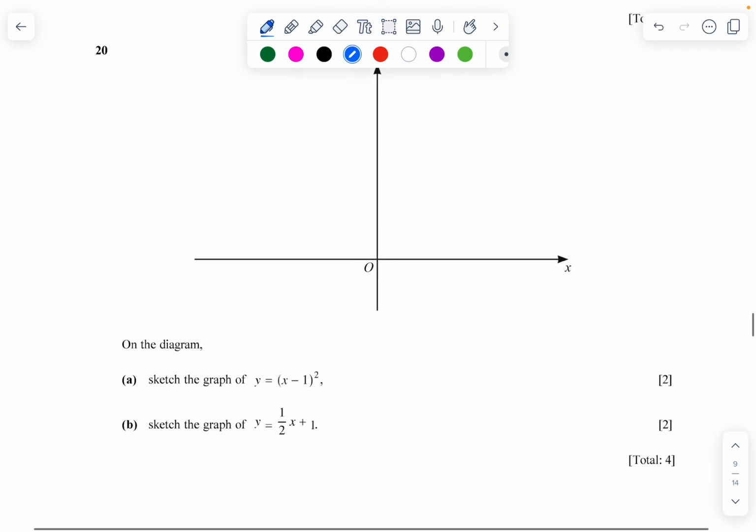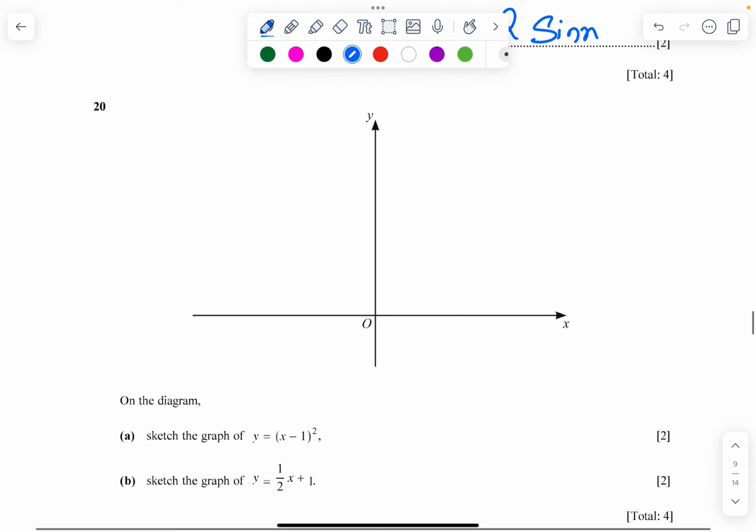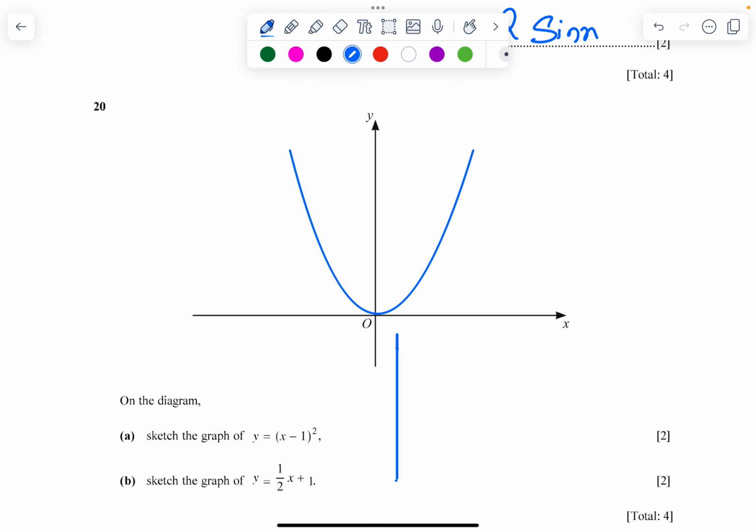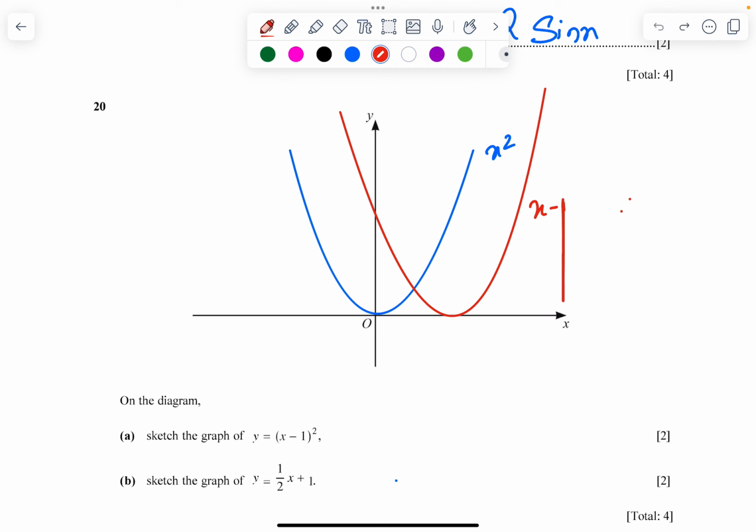Sketch the graph of y equal to x minus 1 whole square. Basically x square is going to be this one. This is x square. This graph is for x square. X minus 1 whole square means shift this graph 1 unit to the right side. So I'm going to shift this graph 1 unit to the right side. So this is x minus 1 whole square.